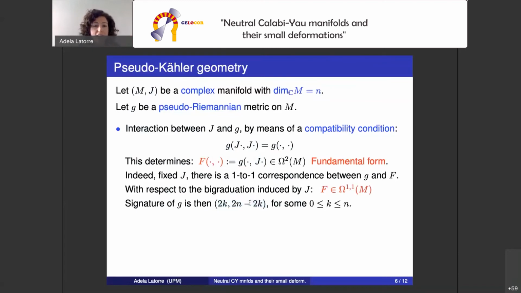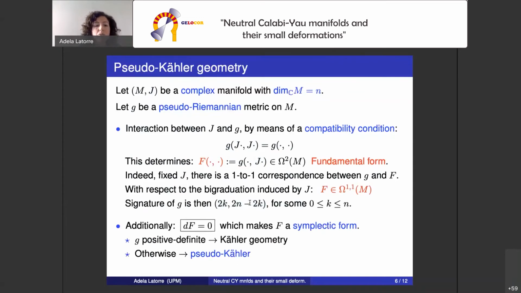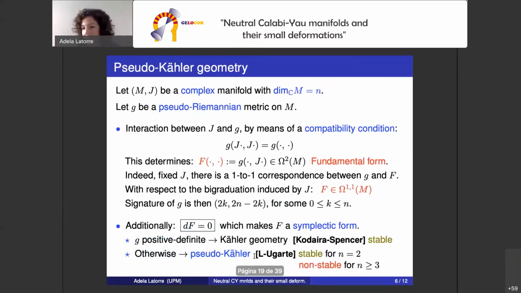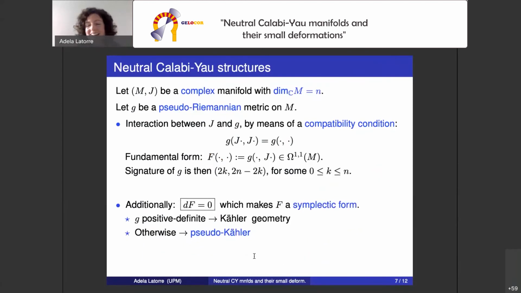So once we have this, we want another condition, which is this one here. We want the fundamental form to be closed, because then, apart from the pseudo-Riemannian metric, we also have a symplectic structure. In the case where my metric is actually positive definite, we are in the world of Kähler geometry, and otherwise, we are talking about pseudo-Kähler geometry. So why am I talking about pseudo-Kähler manifolds? Because neutral Calabi-Yau, I'm going to skip this because I'm running out of time, are a special type of pseudo-Kähler manifold.